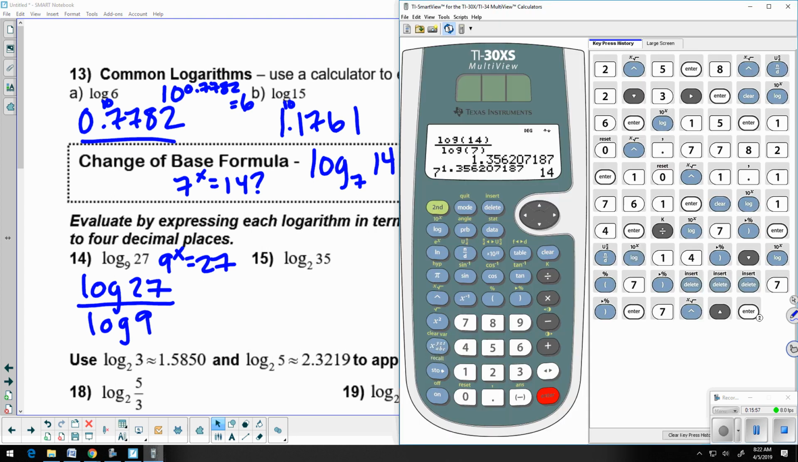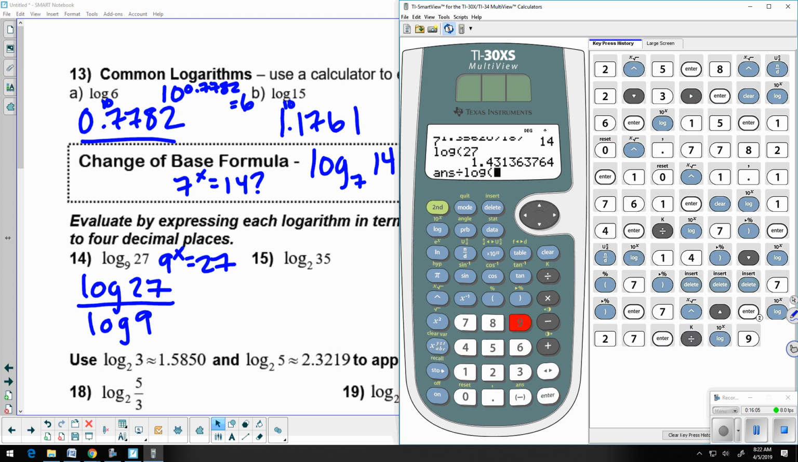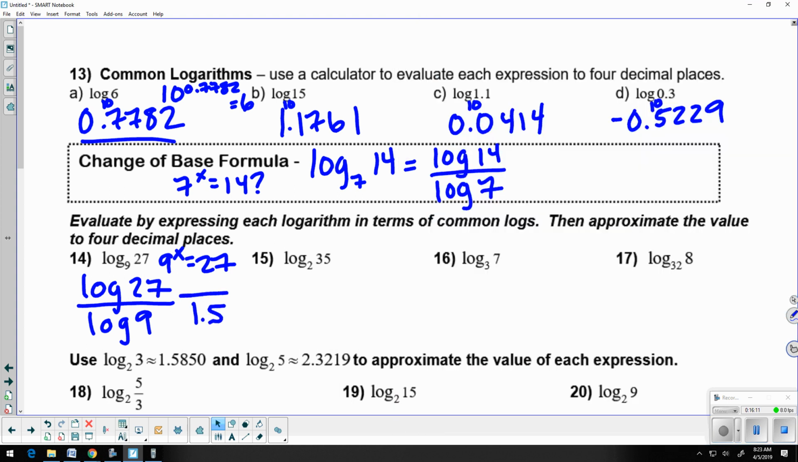So let's try this one. We got log 27, which is that number, and now I want to divide it by log of 9. I'm going to close my parentheses, and you get 1.5 exactly. So it comes out to be 1.5. Since it comes out to be a terminating decimal, we definitely could have worked that one out by hand, but not so much for 15.